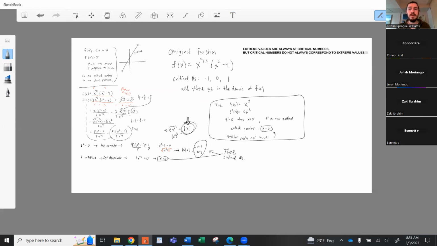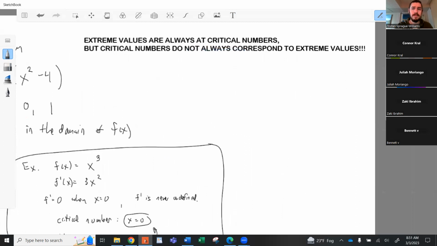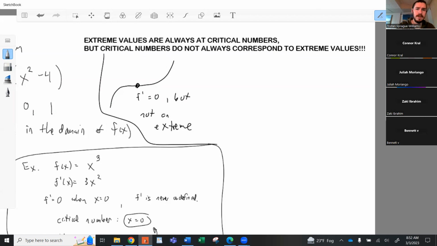So, not all, and there's lots of reasons. You know, we could say, oh, f prime equal to 0, but not an extreme. Here's an example. f prime undefined, but not an extreme. So extremes happen at critical numbers, but critical numbers are not always extremes.